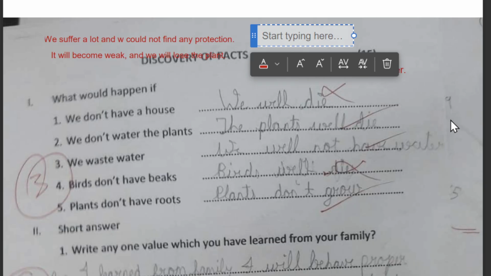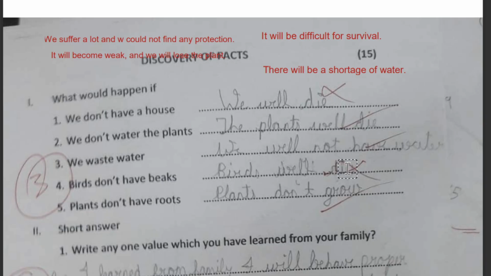Oh, okay. It's not getting typed. So it will be difficult for survival. Survival means living. Okay, because birds need a beak to eat.